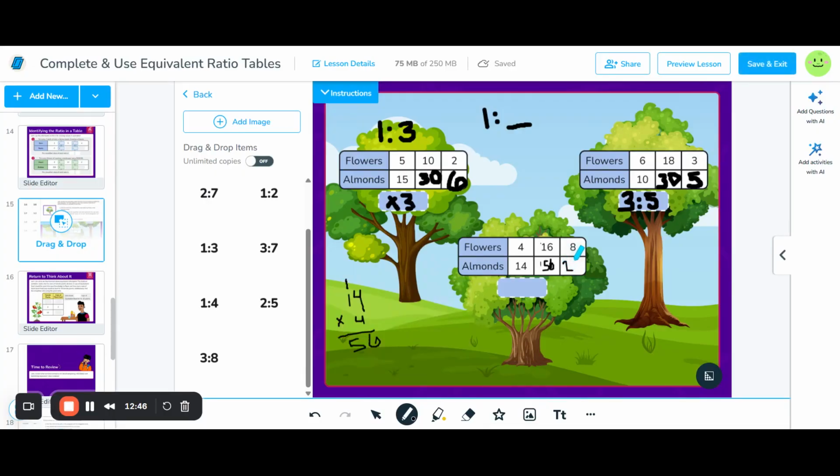We can use multiplication, always using those same numbers to find our ratios. So this one, we can actually boil down farther. So that would be 2 to 7. 2 to 7. All right, that's what I got for you today.